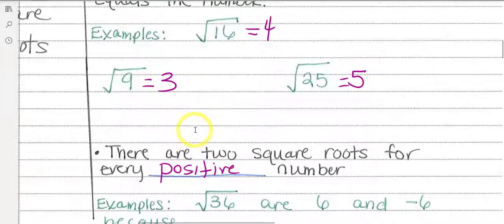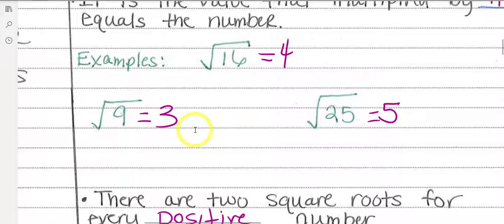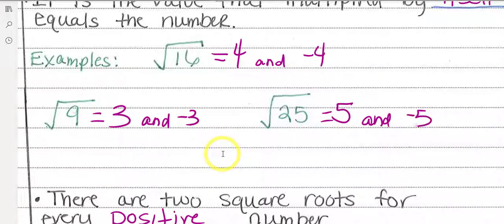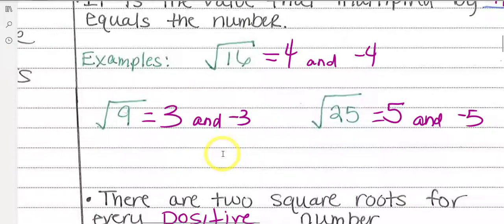So let's go back up here where we just were for a second and include that. Because if I'm looking at this square root of 16, I know that positive 4 times positive 4 is going to equal 16, but also -4 times -4 equals 16. Same thing here with the square root of 9 is equal to a positive 3. Also, -3 times -3 will equal 9. And lastly, for the square root of 25, positive 5 times positive 5 equals 25, and -5 times -5 equals 25.